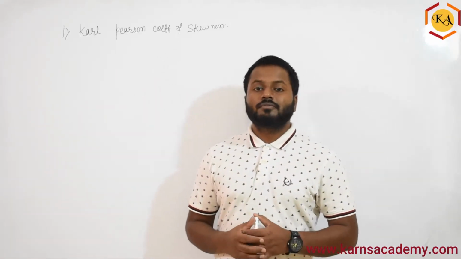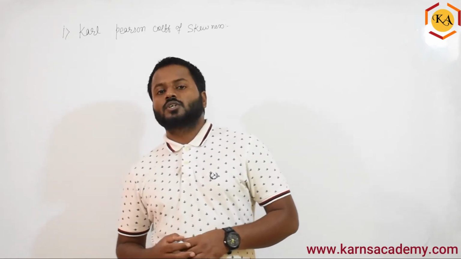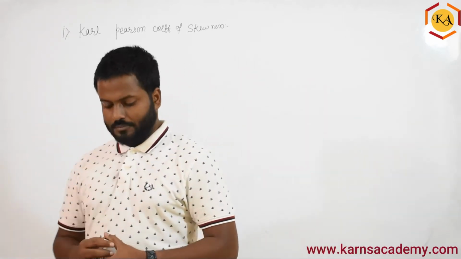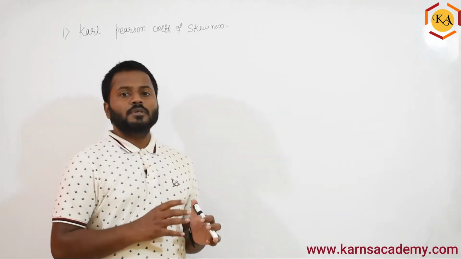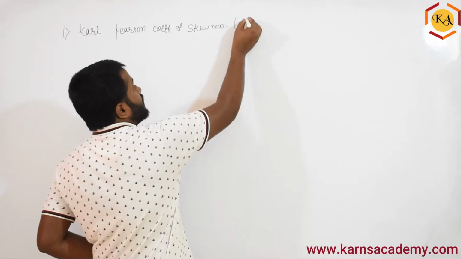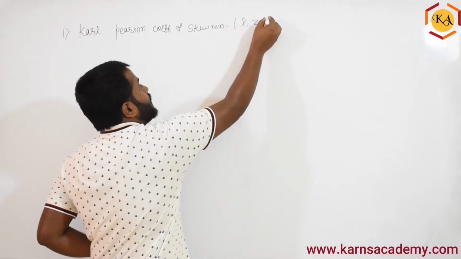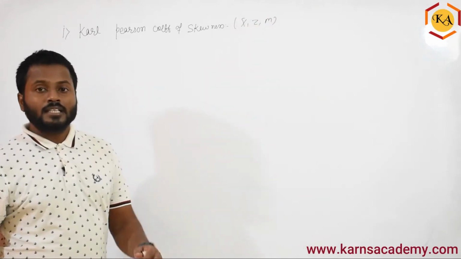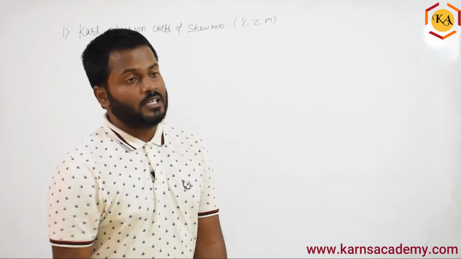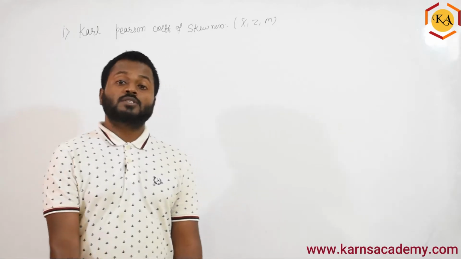Let's talk about the first method under the coefficient. It's called Karl-Pearson coefficient of skewness. Karl-Pearson coefficient of skewness is basically based on mean, median and mode. The other method, Bowley's coefficient of skewness, which we will study in the next video, will be based on the quartiles.